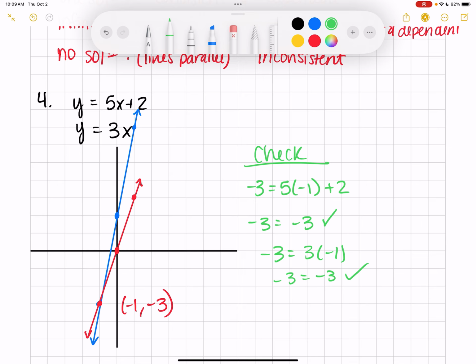Now, as we go through this chapter, you're going to learn other methods like substitution and elimination to solve these. If you choose to do that method, that's fine too. But if it says you have to solve by graphing, obviously I need to see a graph. But if you want to check it with another method, that's fine too.